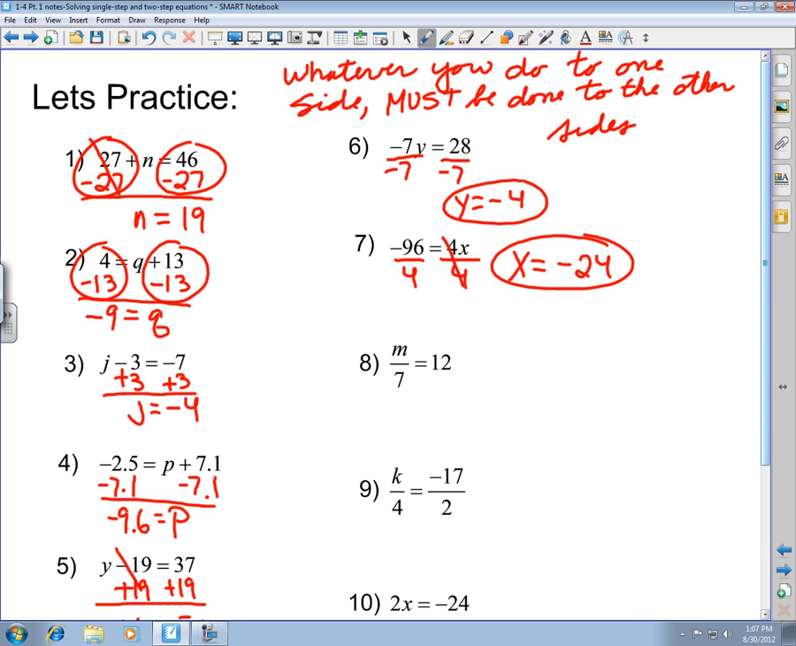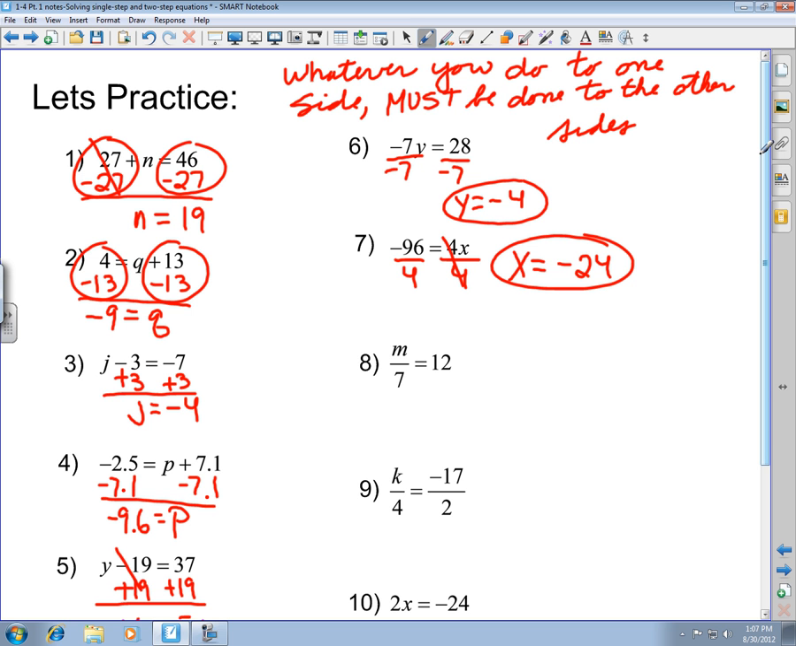Now, m divided by 7 equals 12. This fraction bar represents division. So the m and the 7 are being divided in this particular case, all right? They're being divided. So how do I cancel out division? By multiplication.